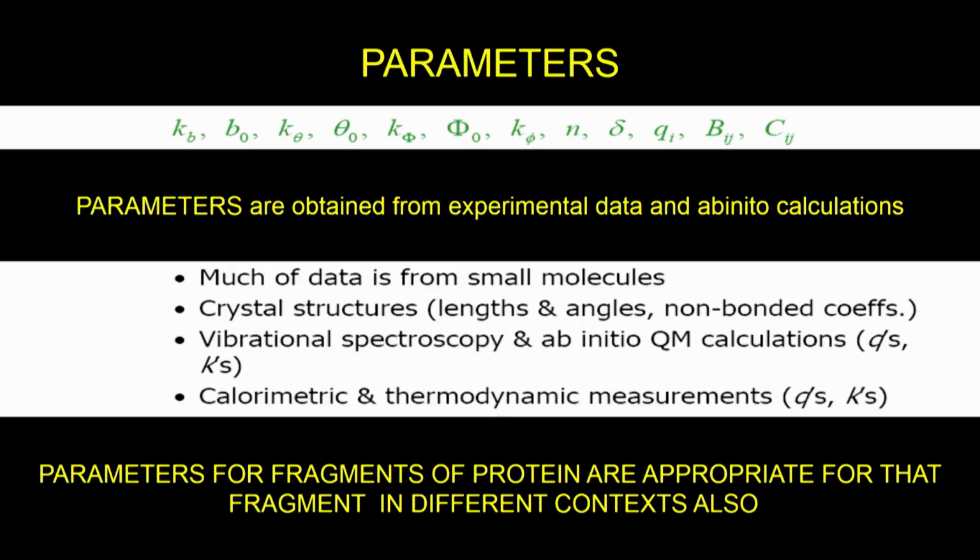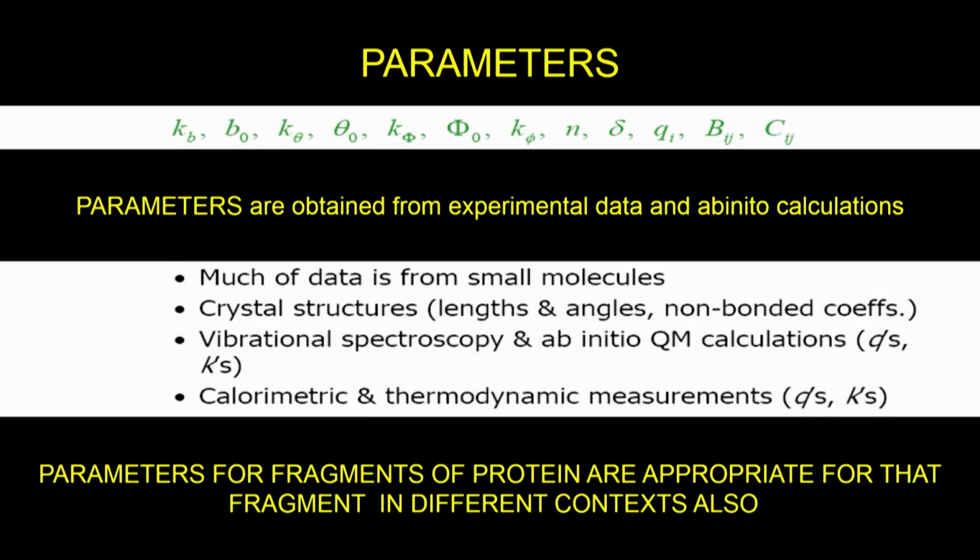So I collect data from small molecules, but when I go to a larger molecule, I assume those parameters do not change, you understand. If I have a small molecule which has a C-O bond, I get the parameters for that, but when I go to a large molecule and it has a C-O bond, I assume that parameters do not change. That is a very important assumption I make. So parameters for fragments of proteins are appropriate for that fragment in different contexts also. Whether it is in a small molecule or in a large molecule, we assume the same parameters, that is a very important approximation.